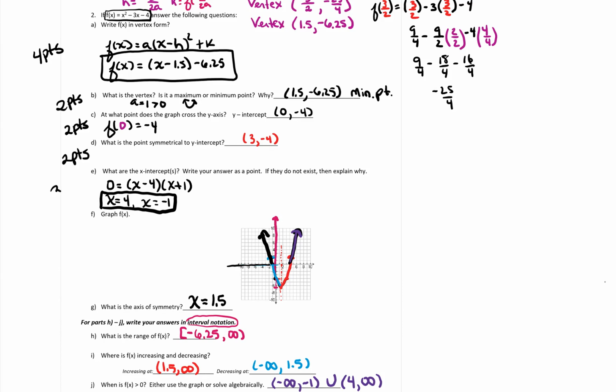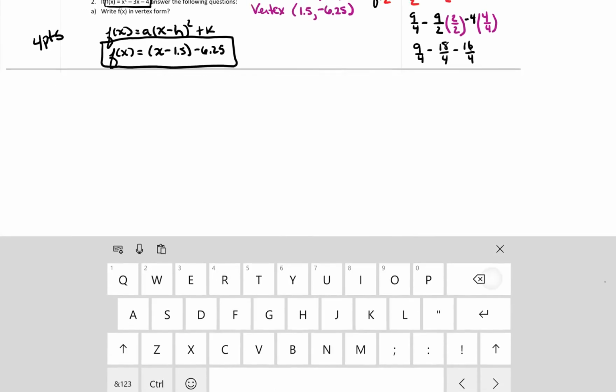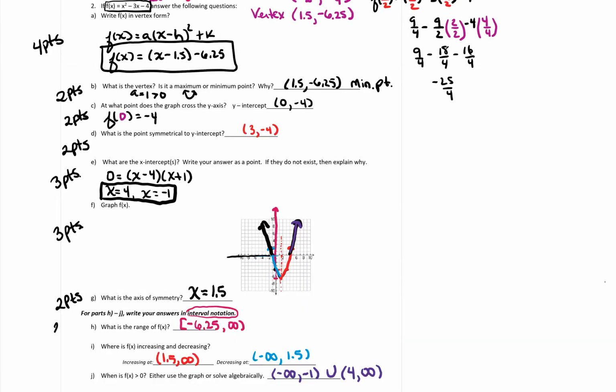E is worth 3 points. F is worth 3 points. G is worth 2 points. H is worth 2 points. I is worth 4 points, but that's 2 points each: where is it increasing is worth 2 points, where is it decreasing is worth 2 points. And then J is worth 3 points. So altogether, this second problem was worth 27 points.